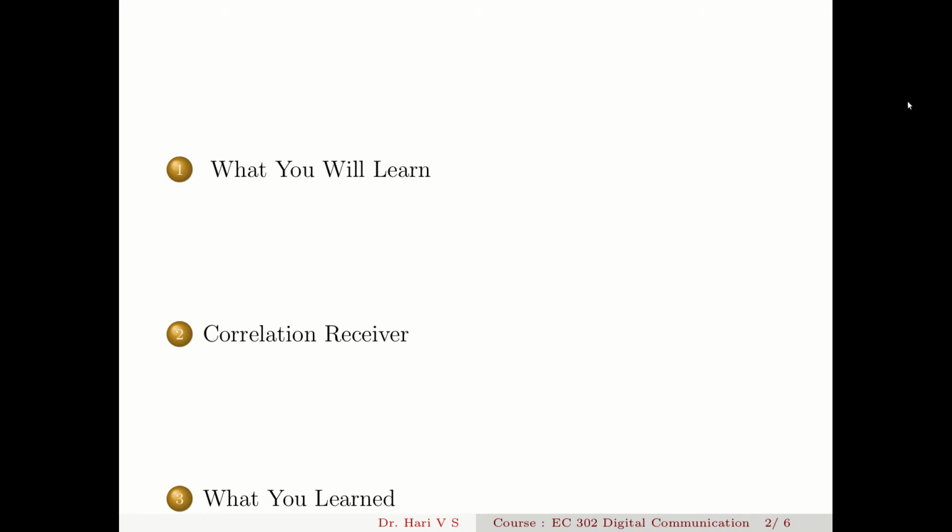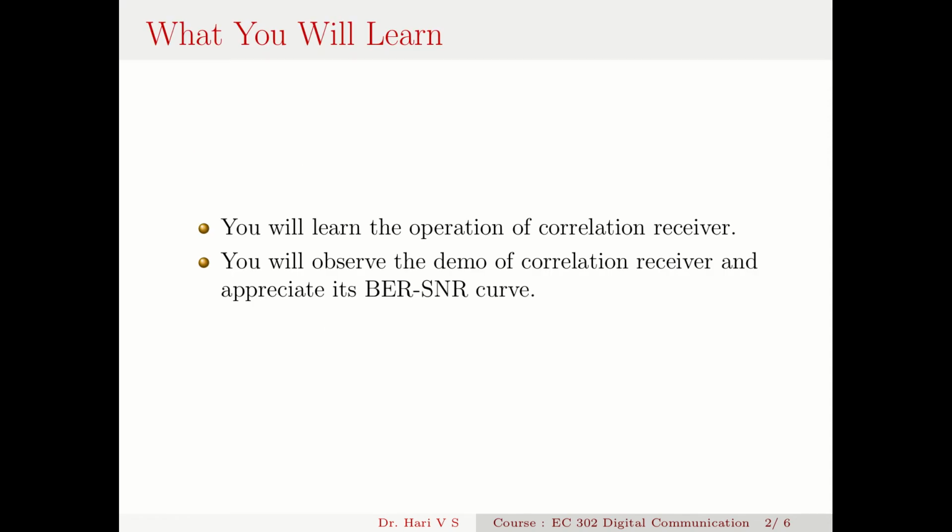The talk is organized into the learning outcomes, the structure of the correlation receiver and its demo in Python, and a summary of understanding. You will learn the operation of a correlation receiver in this video, and then you will observe the demo of the correlation receiver and appreciate the bit error rate versus signal to noise ratio curve.